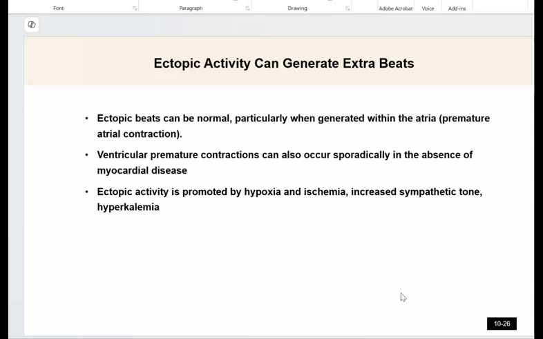This one reminds us that all of us can have ectopy. The PVCs can also occur sporadically, even in the absence of disease, but we certainly worry about frequent PVCs as a sign of myocardial ischemia or irritability. Also, it could be provoked by hypoxia and ischemia, increased sympathetic tone, or abnormal potassium levels being too high.